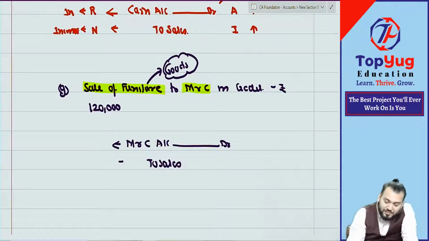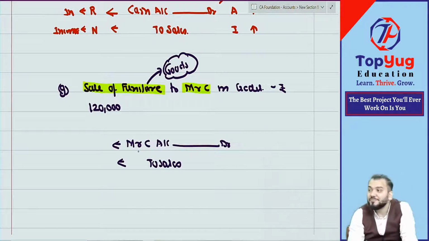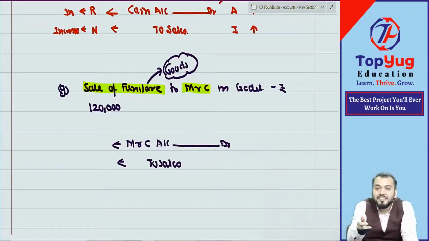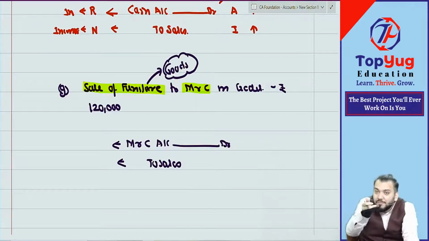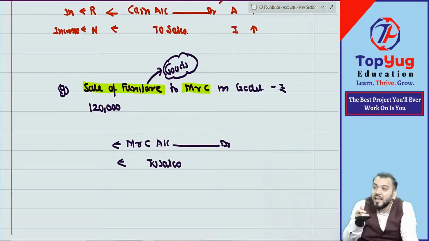So Mr. C, Mr. A. So Mr. C is what? Mr. C means this is the amount receivable from Mr. C. We have sold goods on credit, so some amount is receivable from Mr. C. Any amount receivable from any person is an asset.